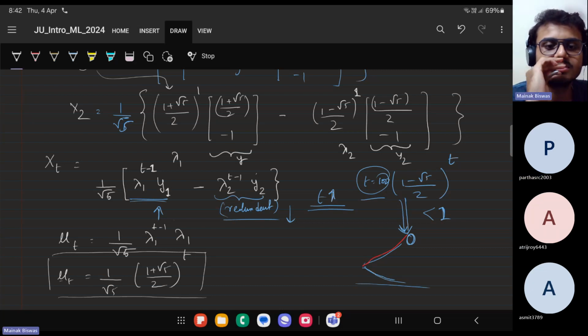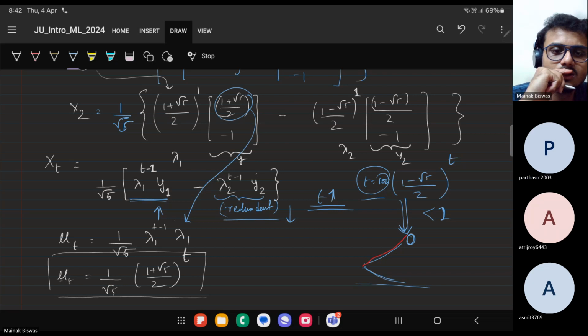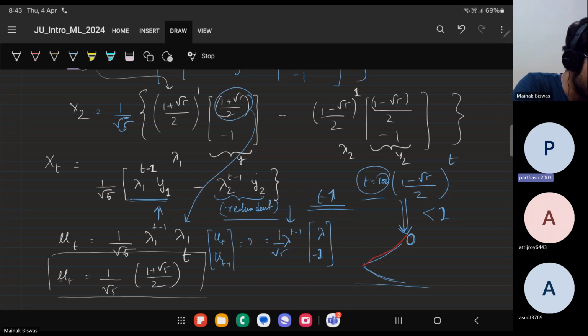Where did you bring the lambda 1 from after lambda 1 to the power t minus 1? I brought it from my head, out of nowhere. Isn't it here? I don't understand what you're saying. xt is equal to lambda to the power t minus 1 by root 5, lambda minus 1. So ut equals 1 by root 5 lambda to the power t. Oh yes, I understood.